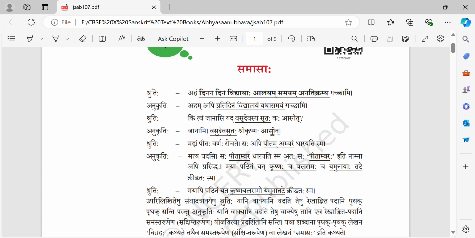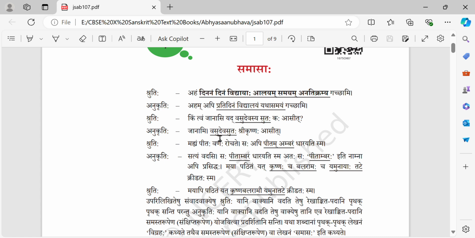Usually first they will give the Samasa, then they will give the Vigraha Vakya. But here first they have given the Vigraha Vakya and then they have made it into Samasa. I repeat it. Prithak means different. The words here are different. Vasudevasya is one word, Sutaha is one word. Two different words are there according to Vibhakti. Vasudevasya Sutaha means Vasudeva's son. This is the Vigraha Vakya.